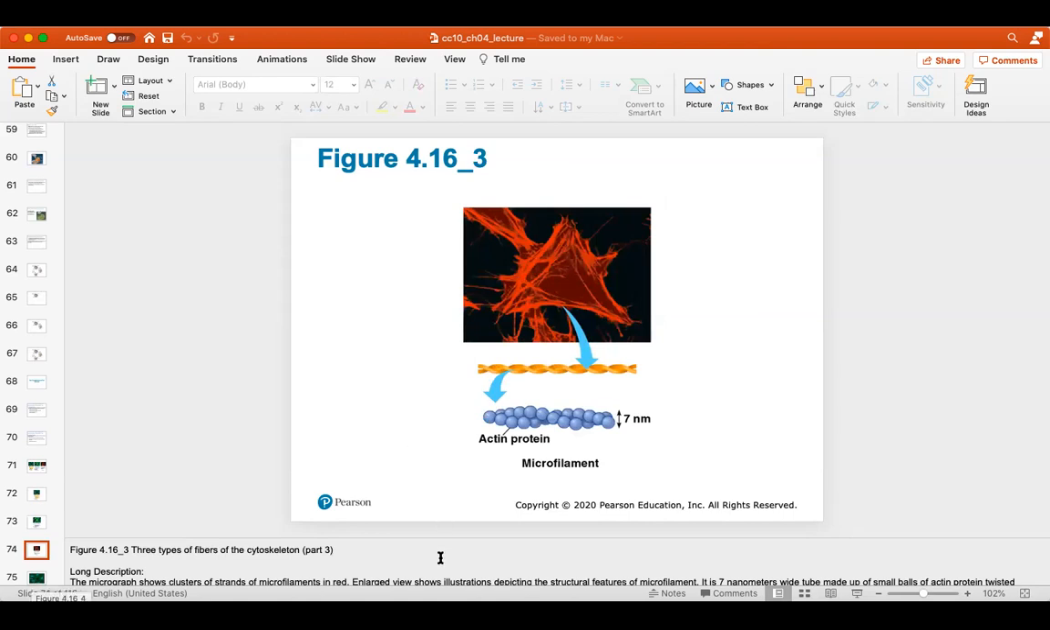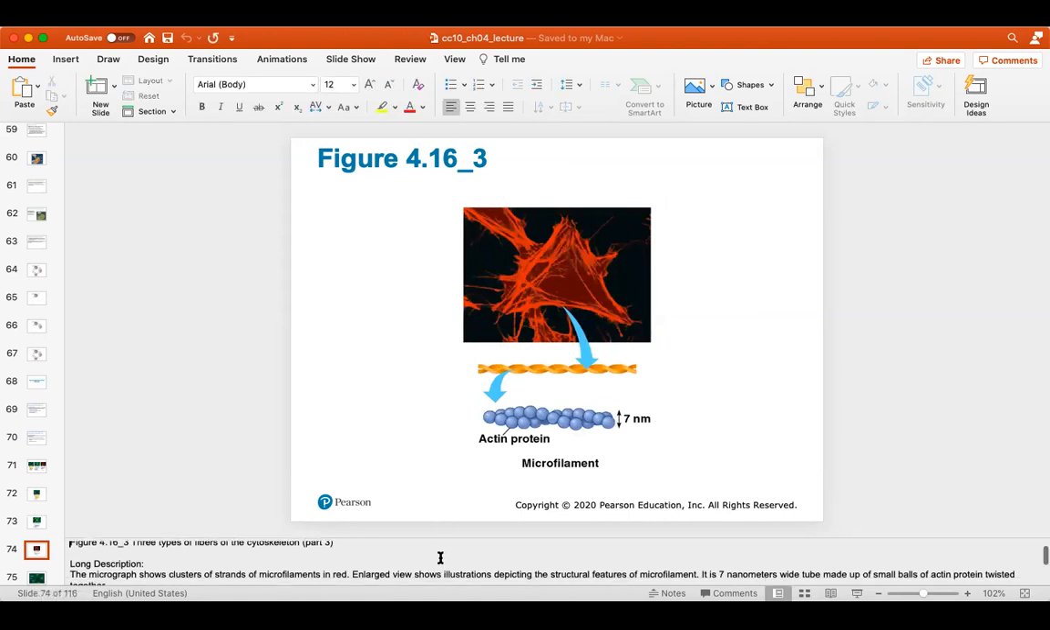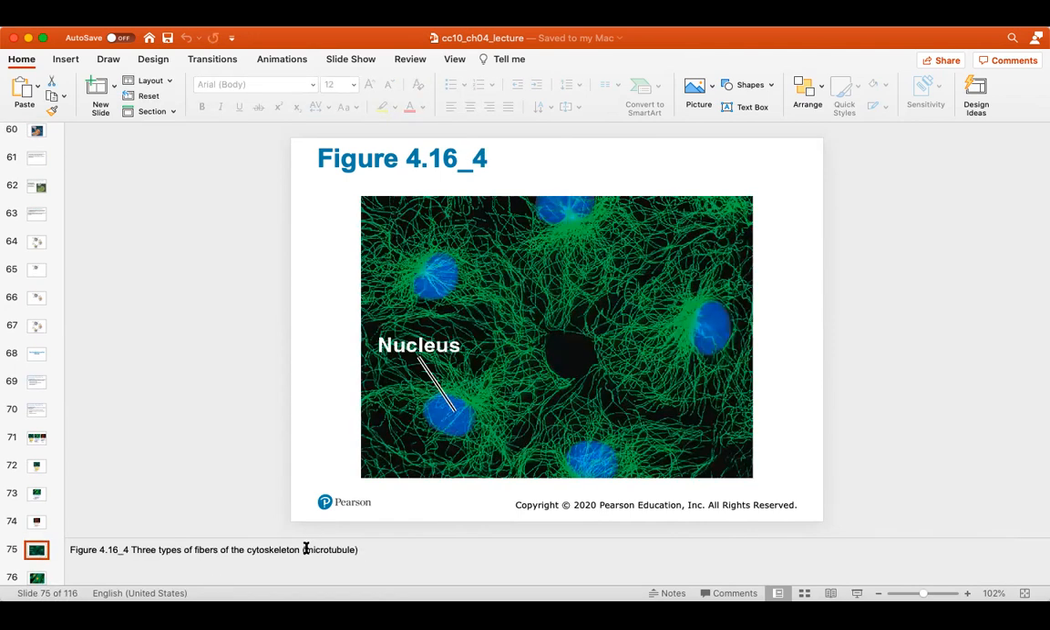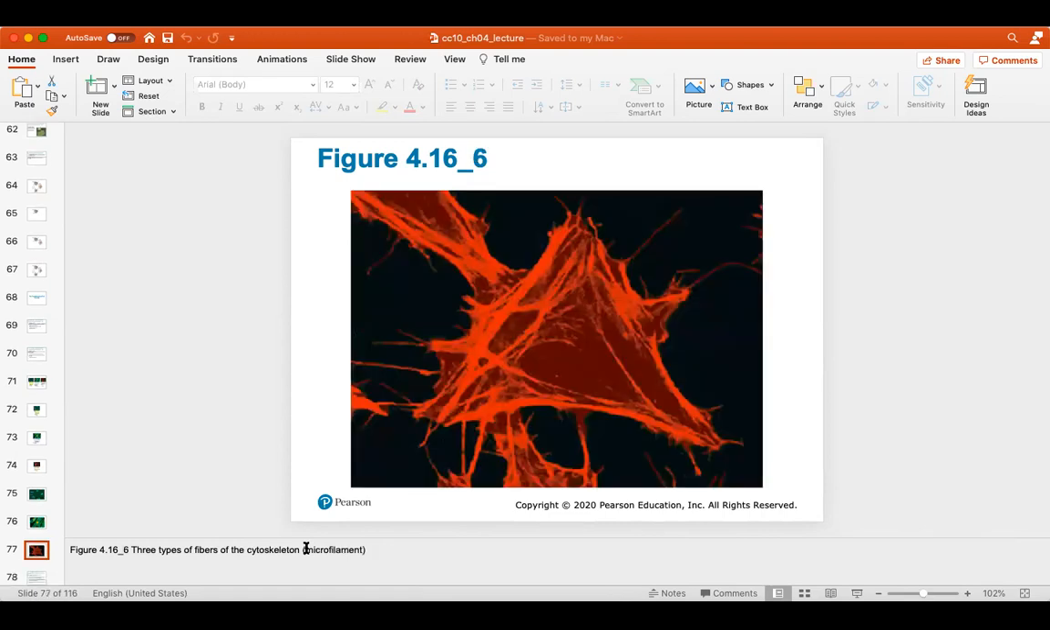And then here is a microfilament. Examples of these are actin and myosin, so they're the thinnest, about 7 nanometers wide. Actin and myosin will work together to contract and slide past each other in muscle contraction. So here's a look at the microtubules, the intermediate filaments, and the microfilaments and what they look like under a microscope.